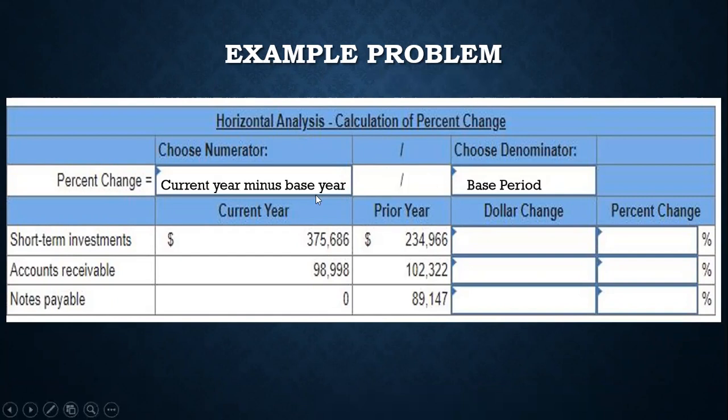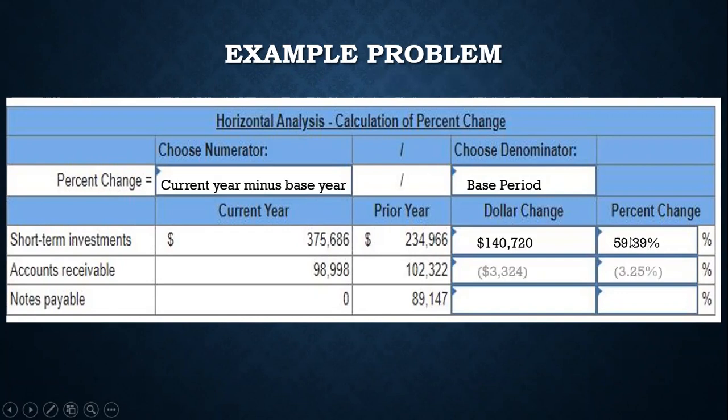So that's our formula. And down here we have three different line items. We have short-term investments, accounts receivable, and notes payable. And then we have the dollar number for the current year compared to the prior year. So we'll just fill those numbers in. So we take the current year amount, the $375,686, minus the prior year, this $234, divided by the base period. And that will first give us, if we just take the current year minus the prior year, that'll give us our dollar change. Then we divide it by the base period, multiply it by 100 to get our percentage change.